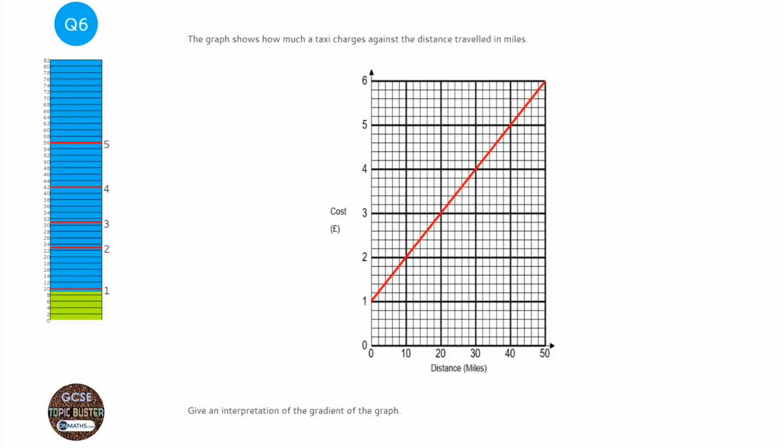To answer this question, first of all, we need to know what the gradient is. So what you do is you pick 2 points that you know the coordinates of, which is that one and that one. I'm going to pick, works with any of them. And we work out how much up and how much across it's gone. Well, it's gone 1 up, but I'm going to do this in pence. So I'm going to say it's gone 100 pence up, and it's gone 10 miles across.